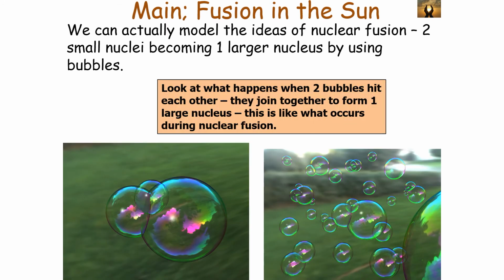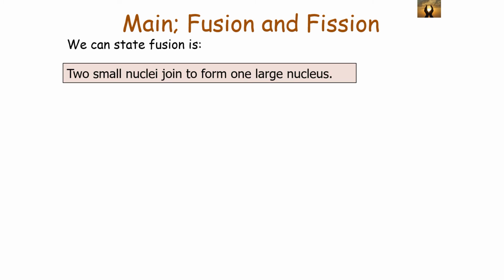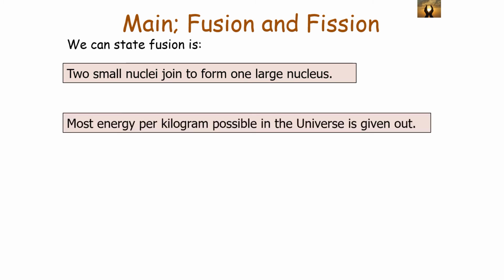Now we can actually model the ideas of nuclear fusion using bubbles. So it's like when two bubbles hit together, they join together to form one large bubble or one large nucleus, and this is what's going on in nuclear fusion. So we can state that fusion is two small nuclei joining together to form one large nucleus. It releases the most energy per kilogram possible in the universe.